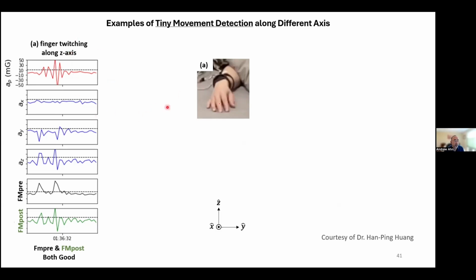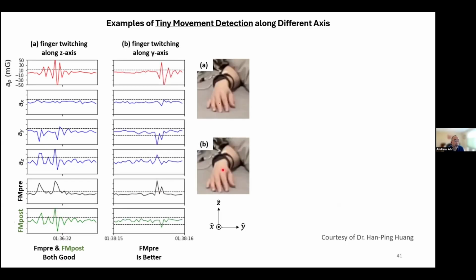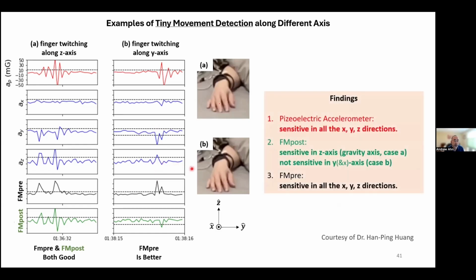And what you could see here is that basically a lot of the movement is here. And in FMpre as well as in FMpost, you could see that it is identified. However, during the twitching, when the finger twitches along the y-axis, you see it still in the piezoelectric, and you also see it in the three-dimensional MEMS. But then in the process of filtering, the FMpre sees it, but the FMpost attenuates it significantly because this movement is not aligned along the gravity vector.